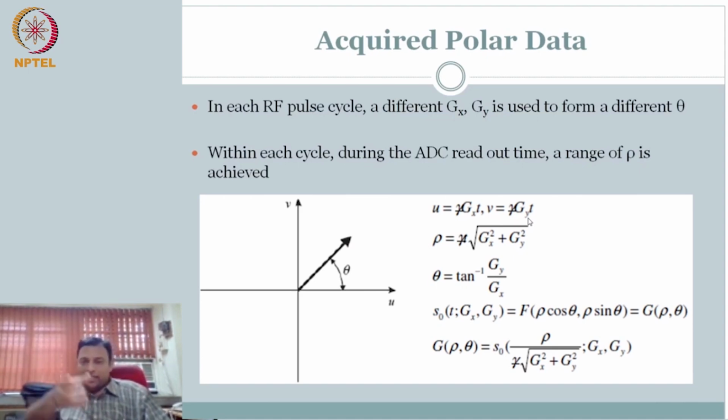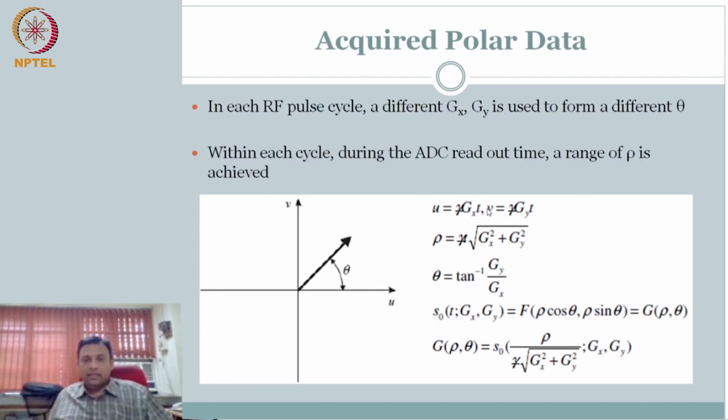If you understand the meaning, you don't have to pay attention to remembering all this. It will come straightforward by thinking about the physics. Using the mathematical notation, you will arrive at the equations. So u is gamma Gx t because it is a frequency, and gamma Gy t is the other frequency. You are acquiring it over a period t, the acquisition, so you have this readout gradient while you are acquiring.